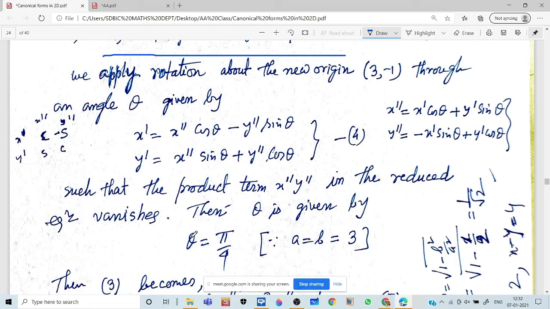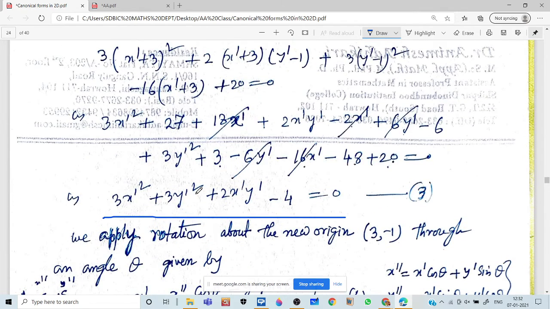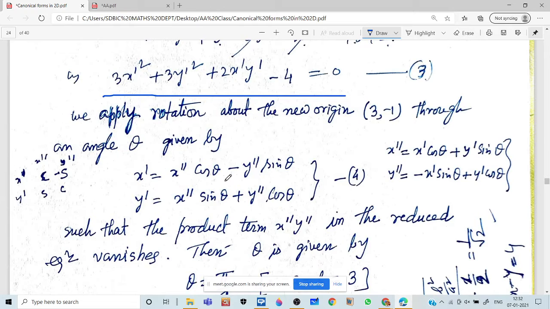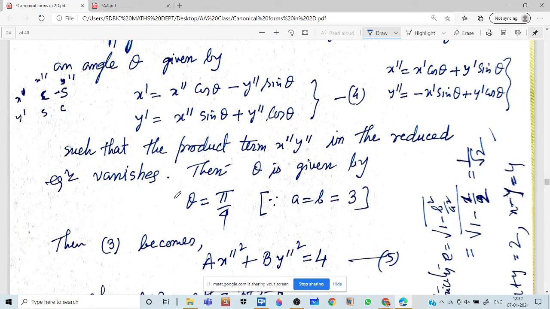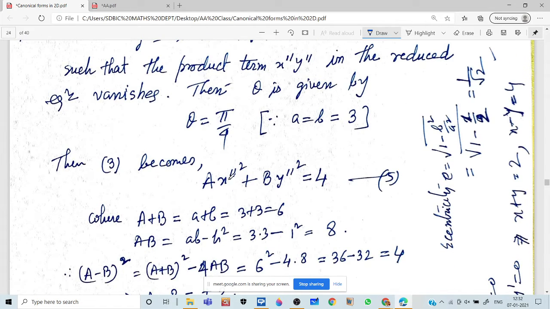Here theta must be pi by 4, because here a and b are both the same, and when a and b are equal, then we must choose theta equal to pi by 4. So apply the formula, a x double dash square plus b y double dash square is equal to d by delta, formula as before.